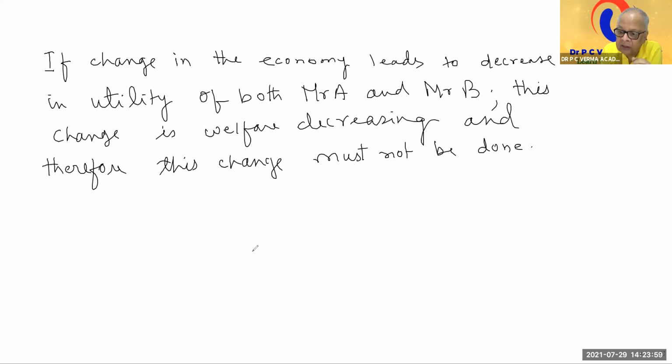A national highway is very good, but the land of farmers is taken away by government order. Farmers are losers. Society is the gainer. People are gainers. On the Pareto criterion, this is not fair. This should not be done.